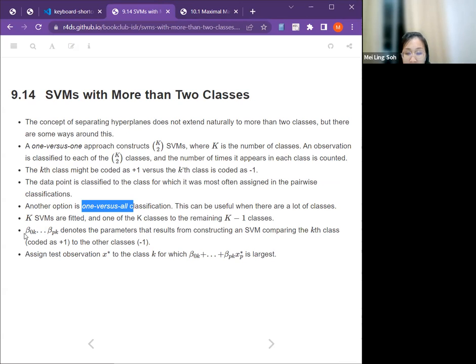Then you have to calculate the beta, because for the hyperplane we want beta to be equal to 0, then anything above 0 or below 0, that's how we classify. So this beta means the parameters that result from constructing support vector machines, comparing the K classes coded as +1 to the other classes coded as -1. Then we always assign a new data point to the class where the margin is the largest. That's how it works for the two classes.